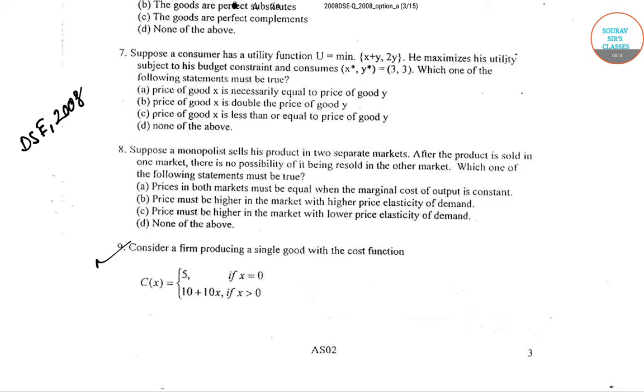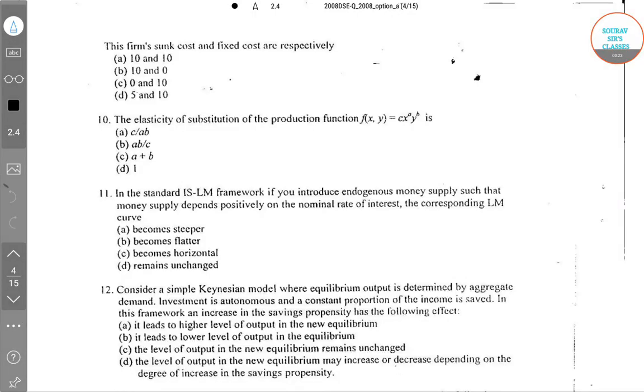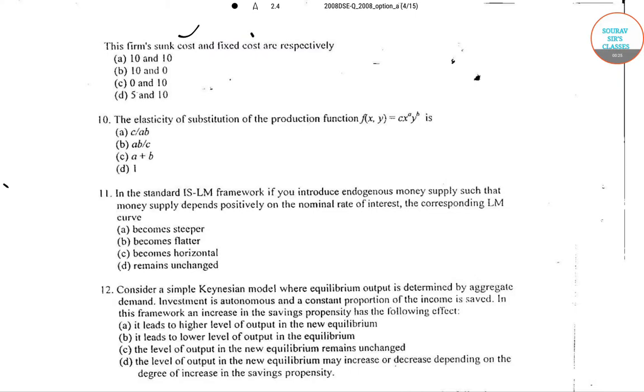So, the first question is, suppose the cost function is something like this. When x equals 0, it's 5 and when x is positive, it's 10 plus 10x. So, the question is, the firm's sunk cost and fixed cost are what?